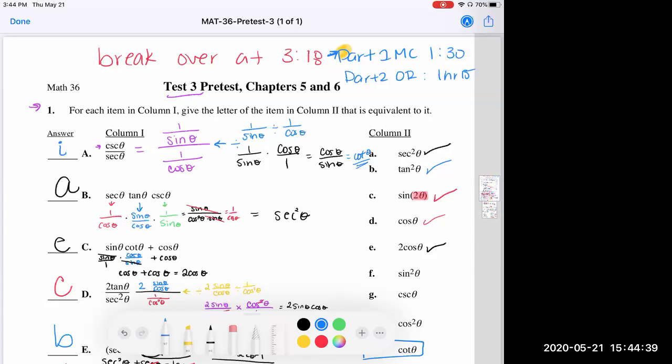Just out of curiosity, Professor, how long does it take you? To write tests? Yeah, forever. No, to do the test, like when you do it to check that everything's okay, like when you take the test yourself.